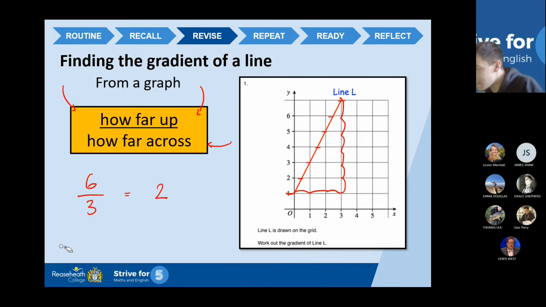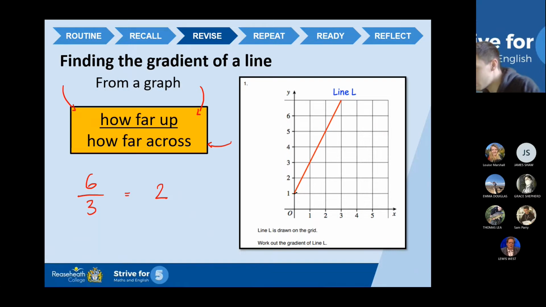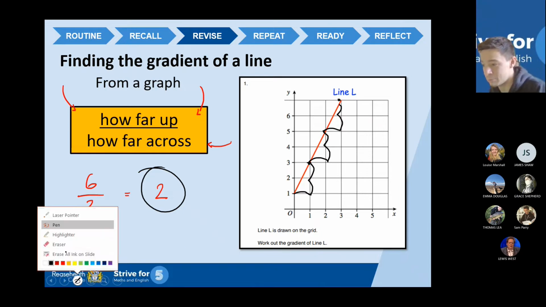Now, let me get rid of these lines that I've doodled on. My answer is 2, so that means for every 1 across, I go 2 up. That's the steepness. Let's see if that works. 1 across, 2 up. Yes, it works. The gradient is 2: how far up the line goes divided by how far across it goes.